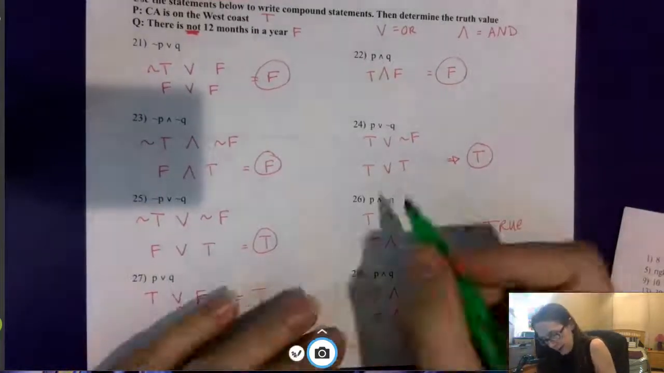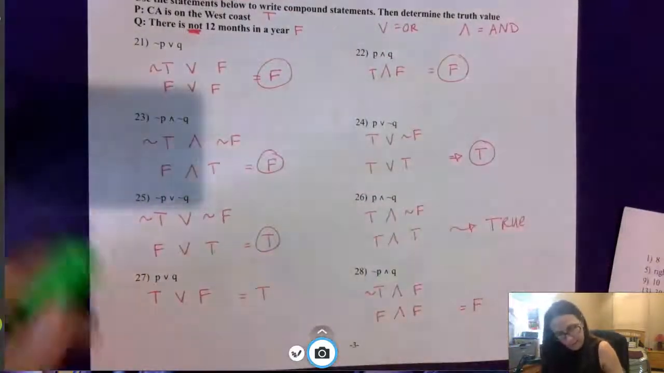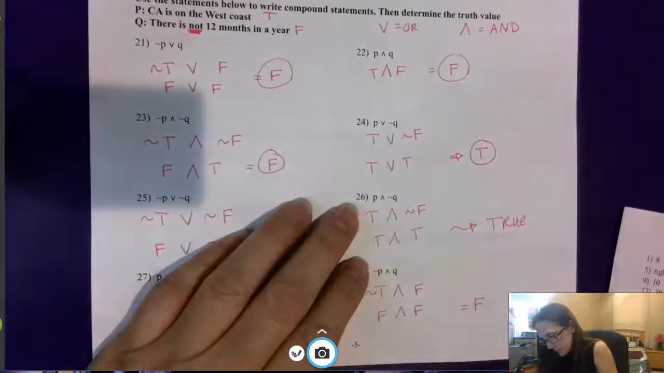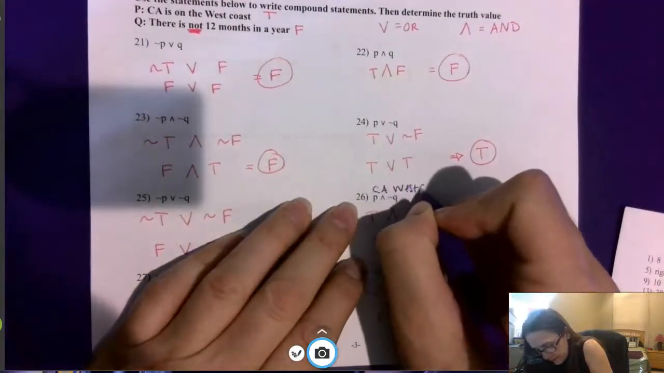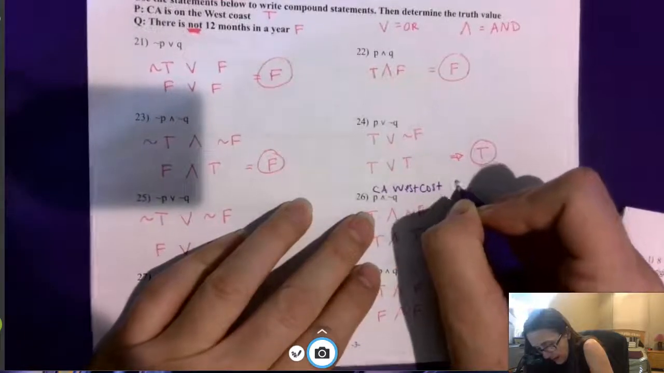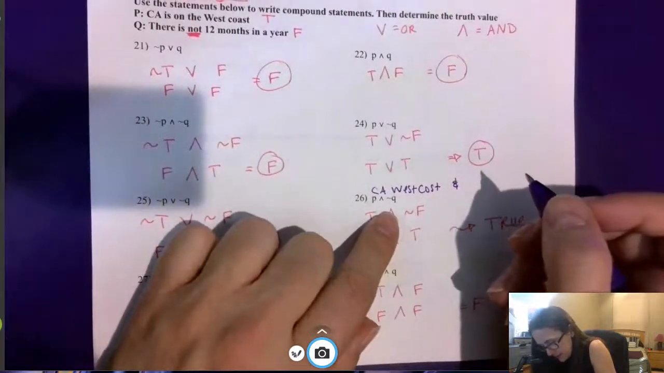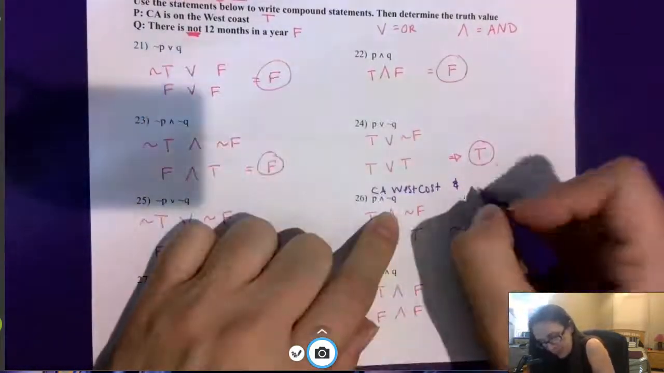Right here, I would say California is on the West Coast, and because it says not, you would say 12 months in the year.